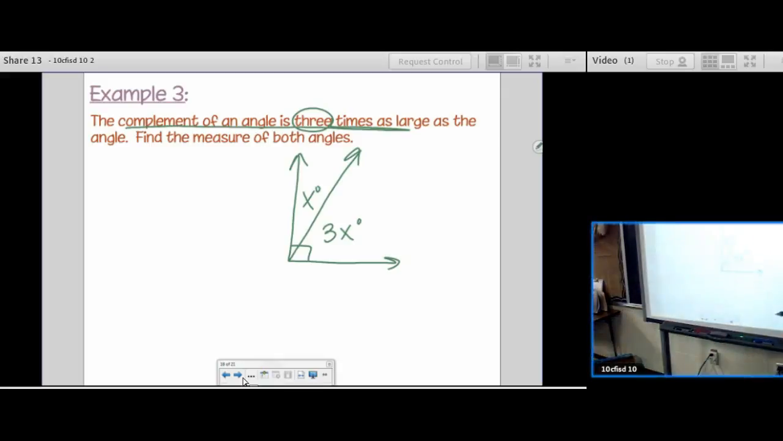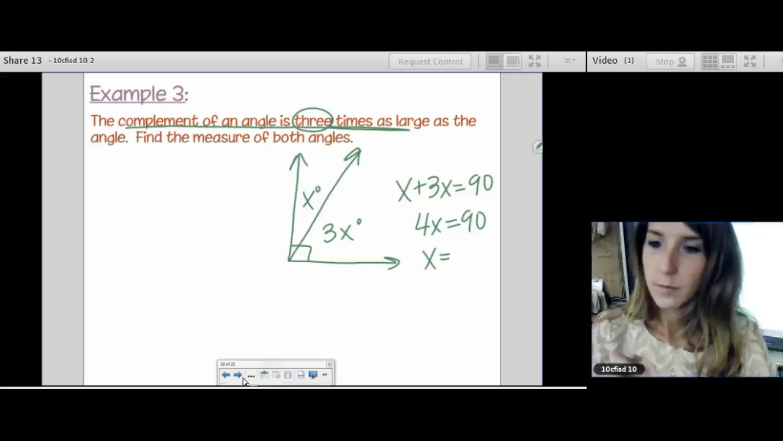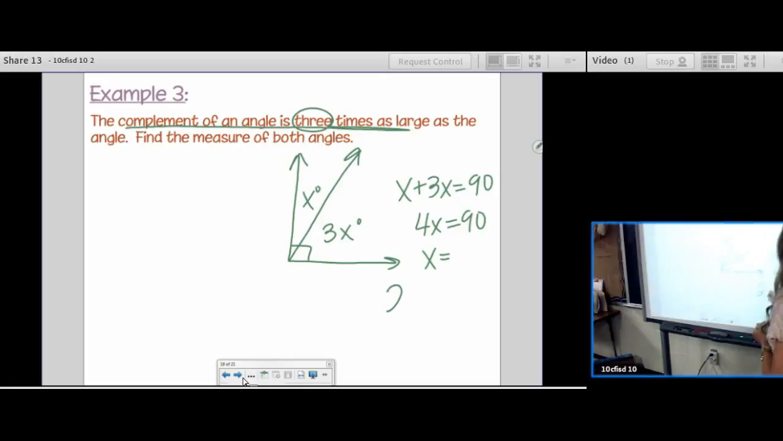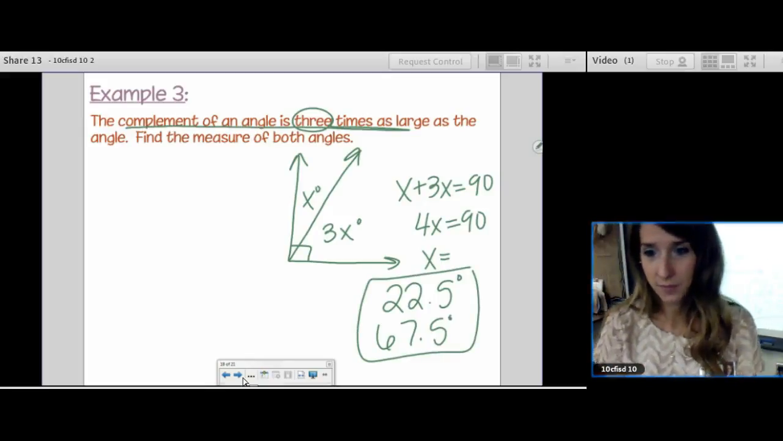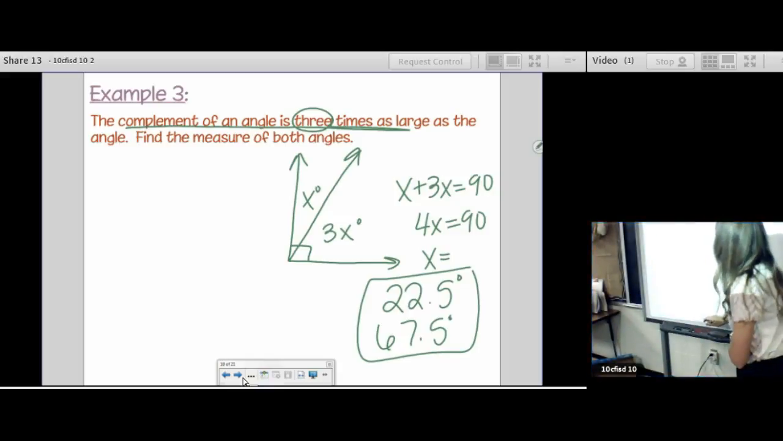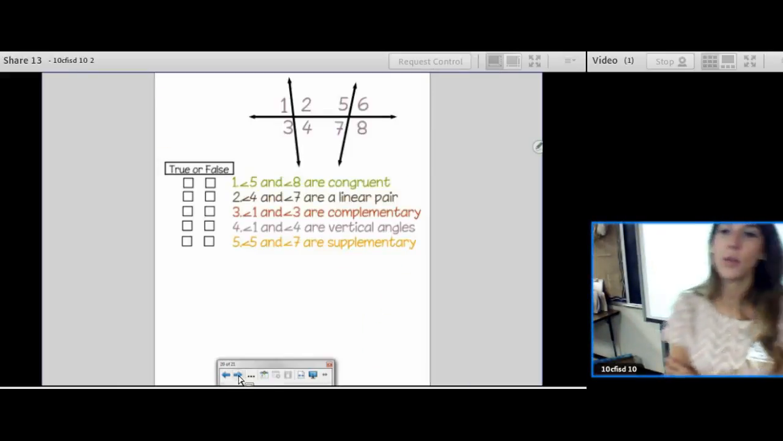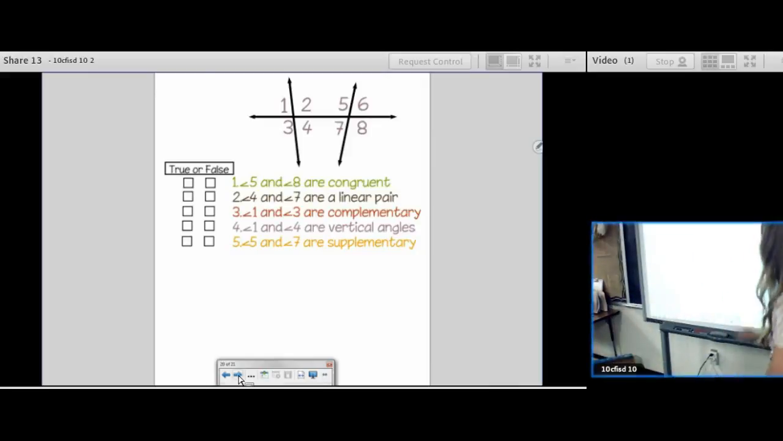Can we solve this now? We know that these are complementary angles, and there's not really a theorem for that, but there's a definition. The definition of complementary angles is angles whose sum is 90. So what's x here? Yes, 22.5. And the other one, 67.5. Yes, the measure of angles can be a decimal. Yes, the measure of an angle could be a fraction. Okay, I know I said that was the last one. If you can stay, I just want to go over this true-false real quick, because this is really good.